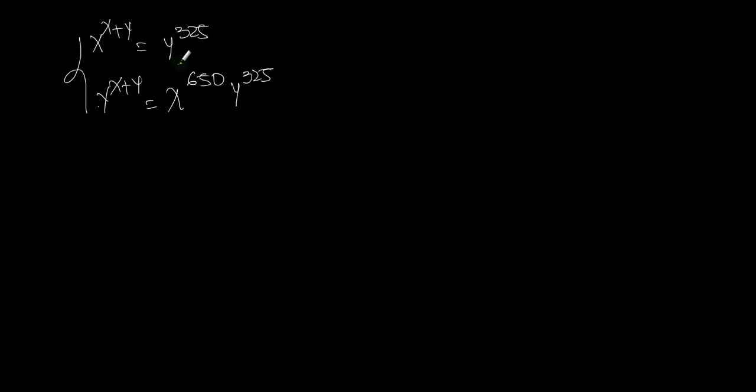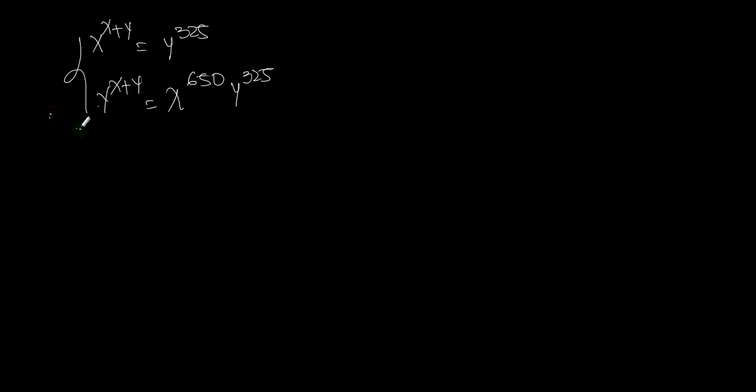Today we have this system: x to the y plus x equals y to the power of 325, and x to the y plus y to the x plus y equals x to the 650, and y times y to the power of 325. So let's solve this, guys.